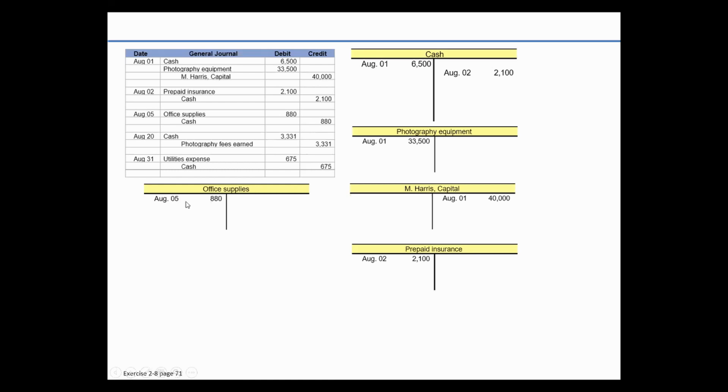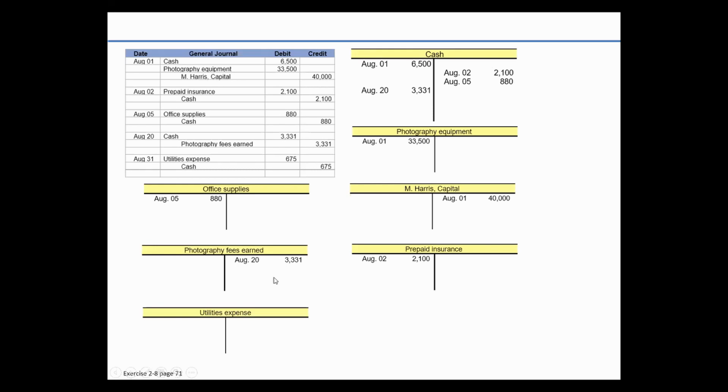Office supplies, we'll go ahead and debit that at $880 because we're receiving office supplies. We'll go over here again and credit cash the same amount. And on August the 20th, we received revenue for $3,331, and we'll credit the photography fee earned. And then utilities expense, we will go ahead and debit that, 675, and the cash we'll go ahead and credit. Okay, so then we'll have to figure out what the balances of these are.